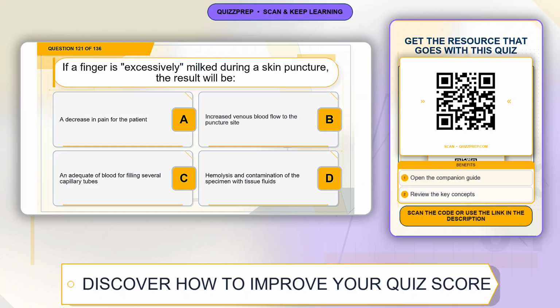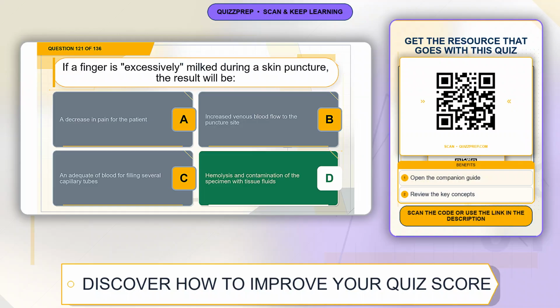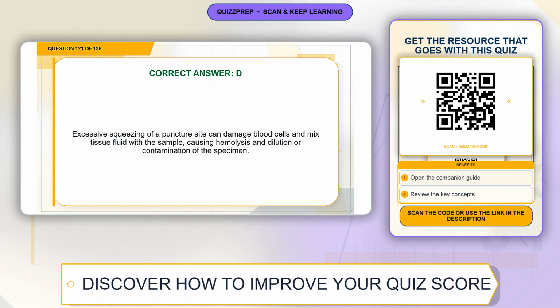Question 121. If a finger is excessively milked during a skin puncture, the result will be option A, a decrease in pain for the patient, option B, increased venous blood flow to the puncture site, option C, an adequate amount of blood for filling several capillary tubes, option D, hemolysis and contamination of the specimen with tissue fluids. The correct answer is option D, hemolysis and contamination of the specimen with tissue fluids. Explanation. Excessive squeezing of a puncture site can damage blood cells and mix tissue fluid with the sample, causing hemolysis and dilution or contamination of the specimen.